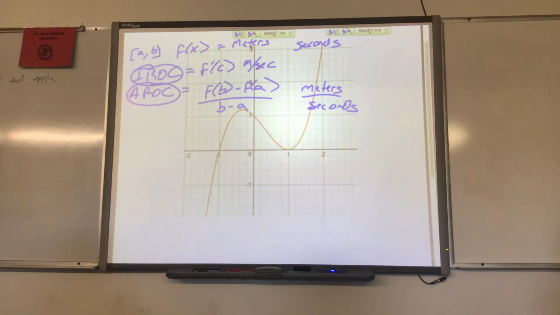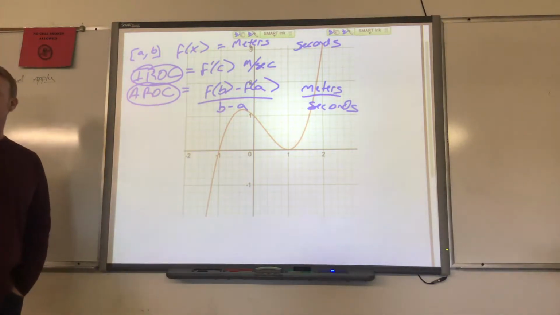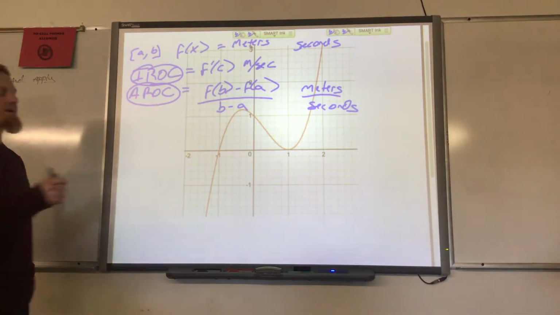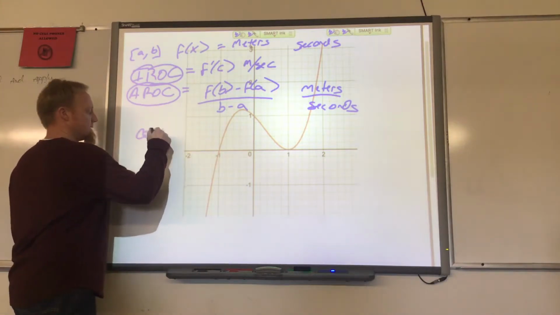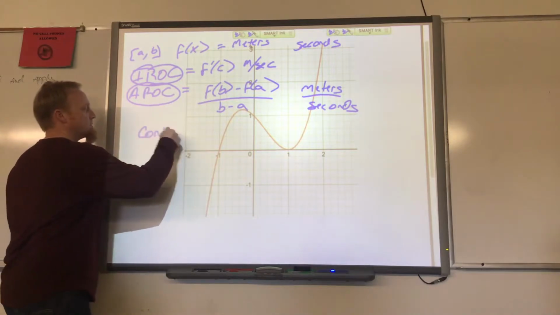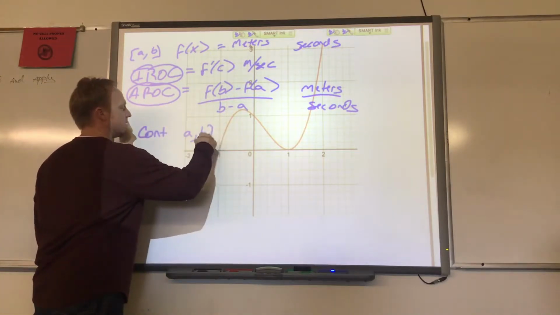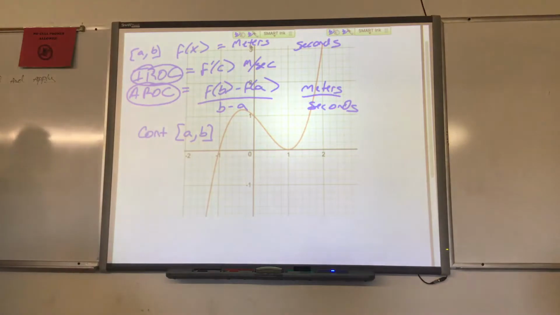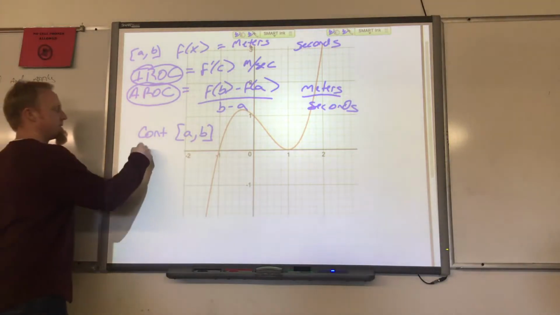There are some requirements for the MVT. There are two requirements. The first requirement is the same as IVT. What was that requirement? Must be continuous. So we need to be continuous on our closed interval. And then what's the thing you think we need to add since we're dealing with MVT? Has to be differentiable.